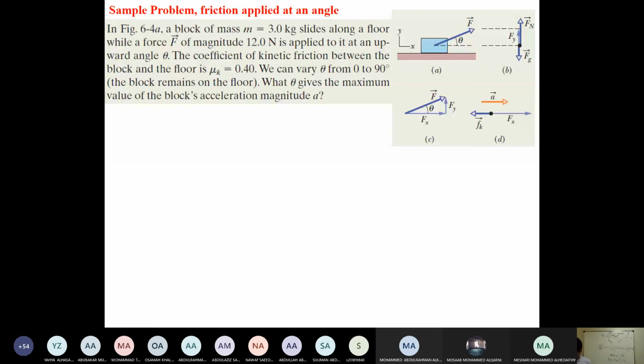Any question here? Did you guys understand this problem? Yes. How did you get the tangent? How did we get the tangent?